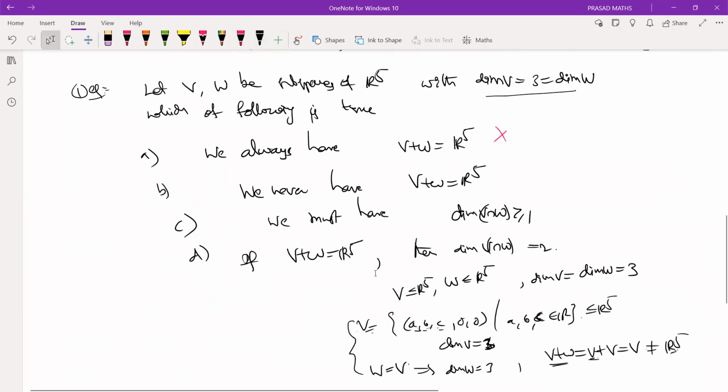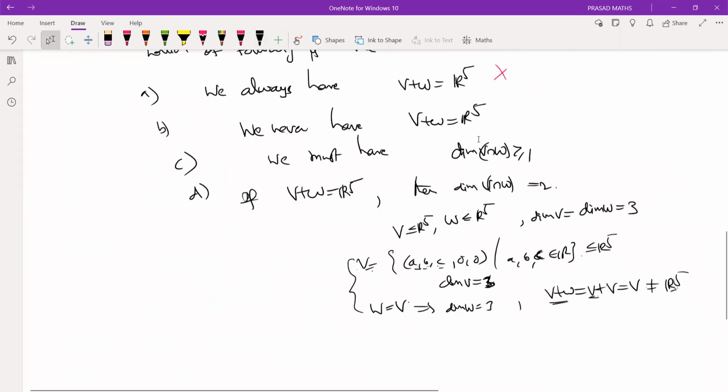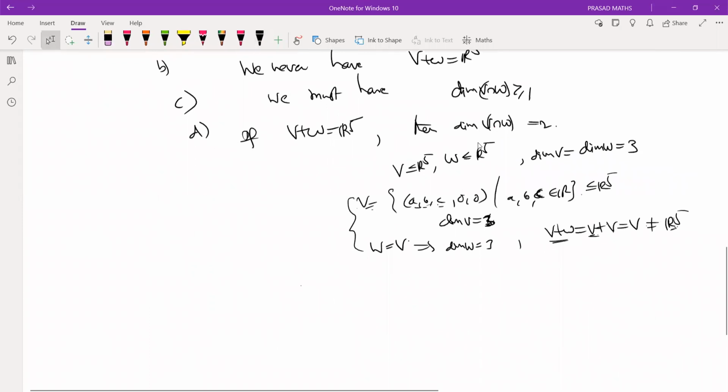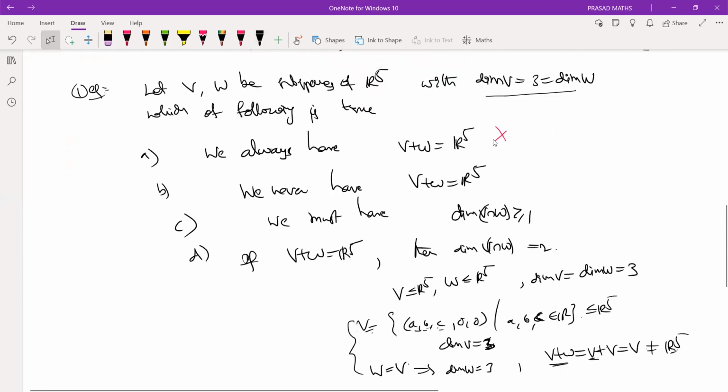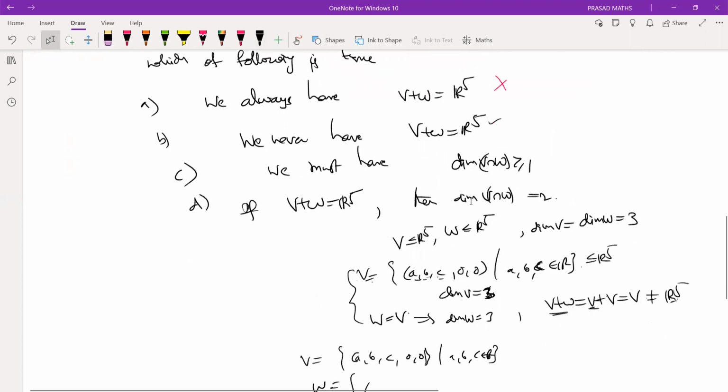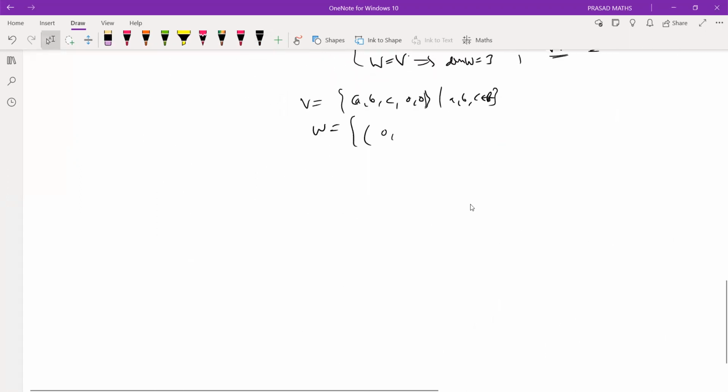What is the second one? We never have V plus W is equal to R5. This is also wrong. Suppose you take V equal to (a, b, c, 0, 0) such that a, b, c are real numbers. W is equal to, you need to give an example which fails, so therefore what you give is (0, 0, alpha, beta, gamma) such that alpha, beta, gamma belong to R.